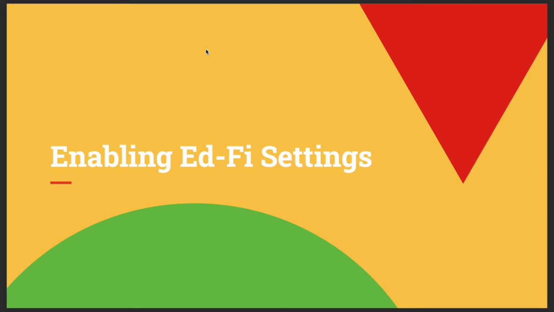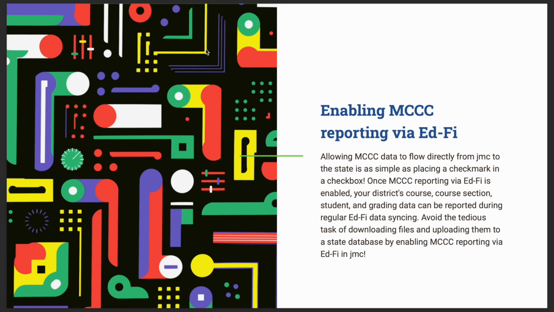That begins with enabling EdFi settings. Allowing MCCC data to flow directly from JMC to the state is as simple as placing a check mark in a checkbox. Once MCCC reporting via EdFi is enabled, your district's course section, student, and grading data can be reported during regular EdFi data syncing.